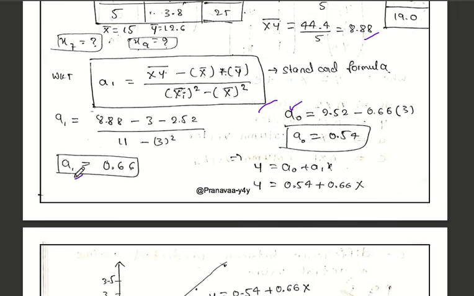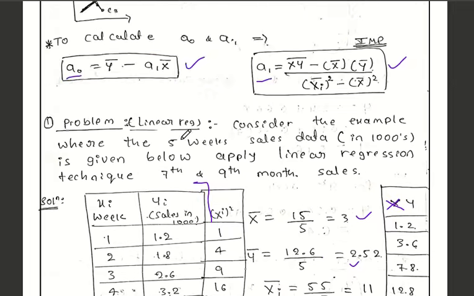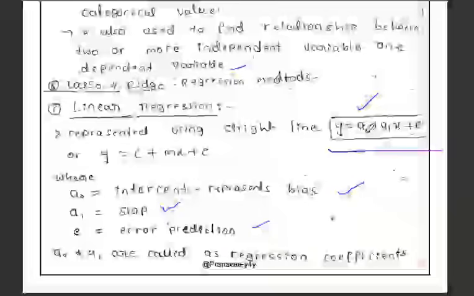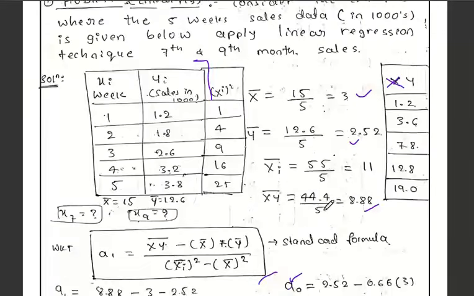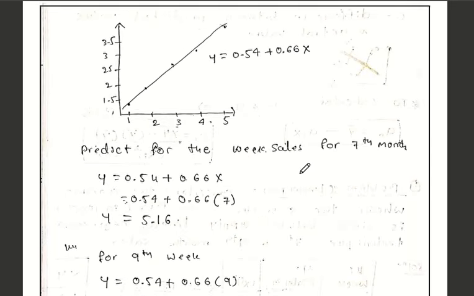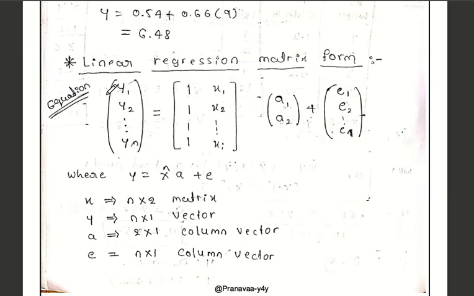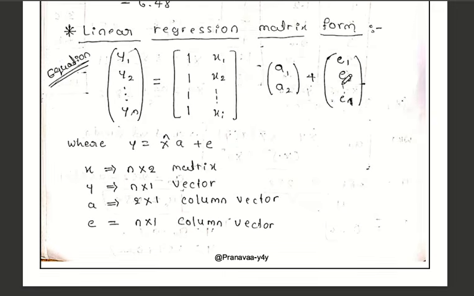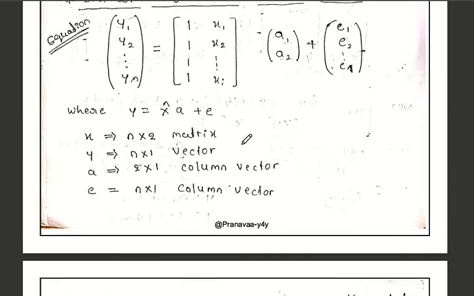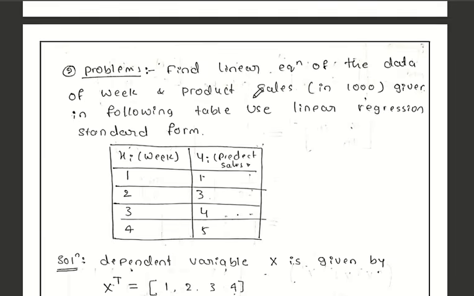Then simply add the a1 value and a naught value in this equation, y equals a naught. Here I have written y equals, a naught value is 0.54, plus 0.66x. That is the linear regression matrix form again. This is also one numerical problem. This equation is important. You just go through this PDF. Again, a problem is there.